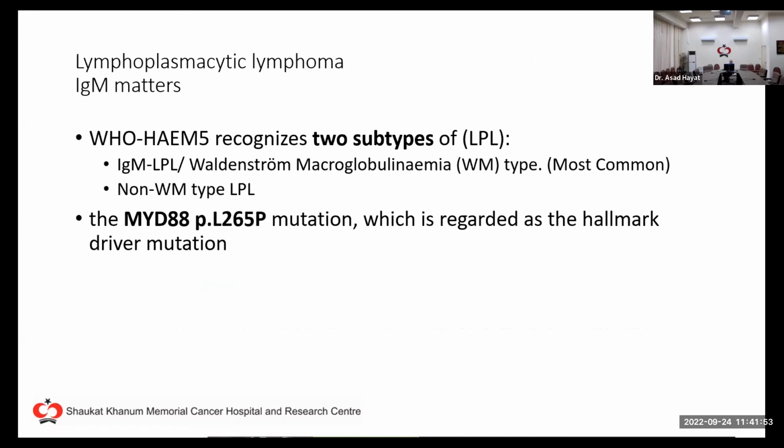So in lymphoplasmacytic lymphoma, they've basically divided it now into two subtypes. One is associated with elevated IgM levels, which is your traditional Waldenstrom macroglobulinemia type, which is more common. But they now also recognize that some of these patients will have a lymphoplasmacytic lymphoma that does not have elevated IgM levels, and they don't present clinically like a Waldenstrom with hyperviscosity and so on. And again, the MYD88 mutation is already well known, and this is a driver mutation in this case.